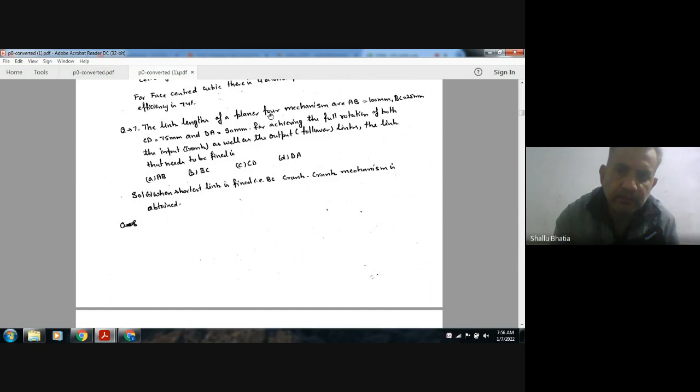Okay. Next, the link lengths of a planar four bar mechanism are AB equal to 100 mm, BC equal to 25 mm, CD equal to 75 mm, and DA equal to 90 mm. For achieving full rotation of both input as well as output links, the link that needs to be fixed is the shortest link, which is BC. Then we get a double crank mechanism in a 4 bar mechanism. So the answer is BC.